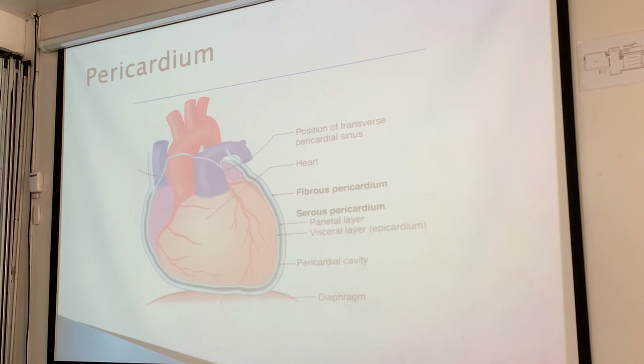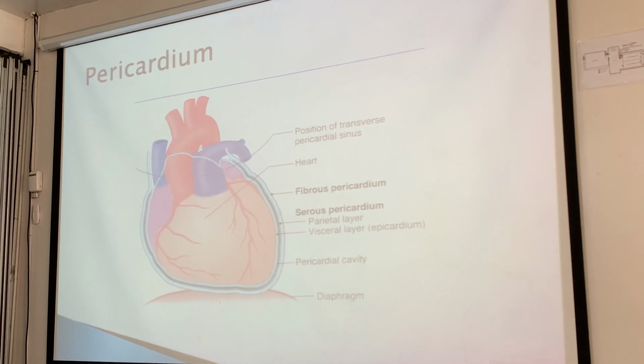Now take note that in between the fibrous and the serous, just like again the pleura, you have a cavity. The cavity here is so small, it only has about 5 ml of serous fluid. Again, the purpose of the fluid is to reduce friction, not to firmly attach that particular heart, but again, it can be an area for inflammation or infection in that particular space. Now take note that if you have an excess fluid in that particular space, we call it pericardial effusion.